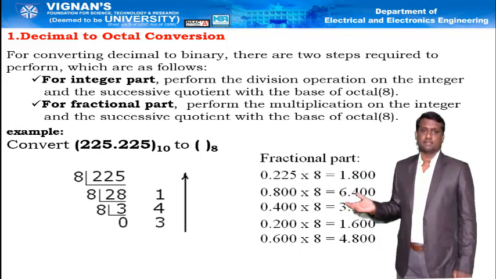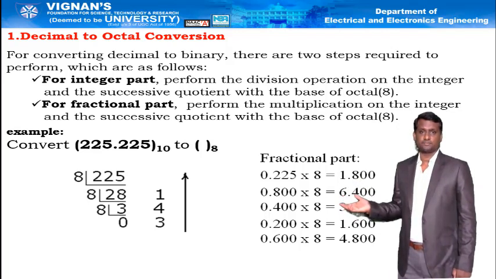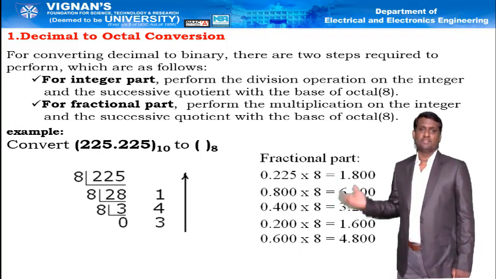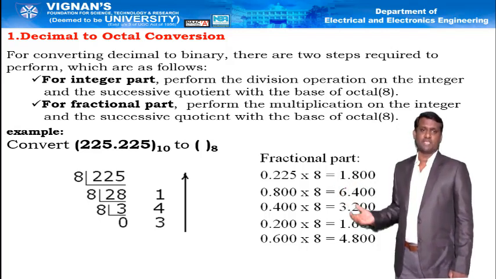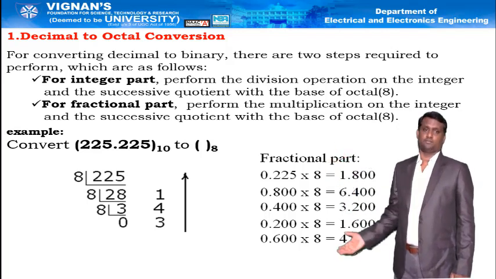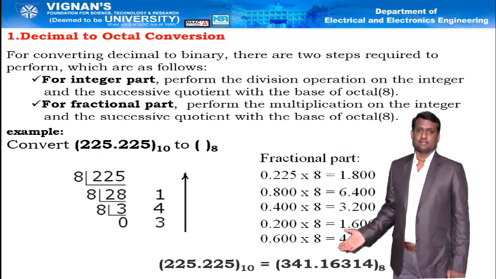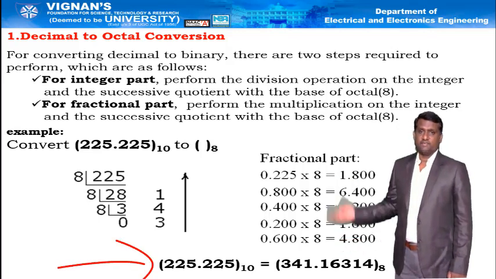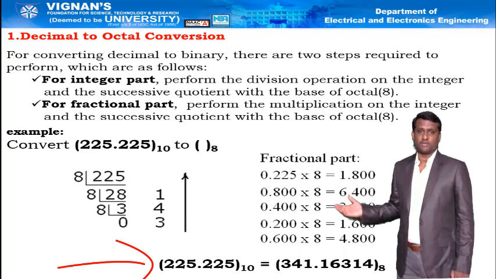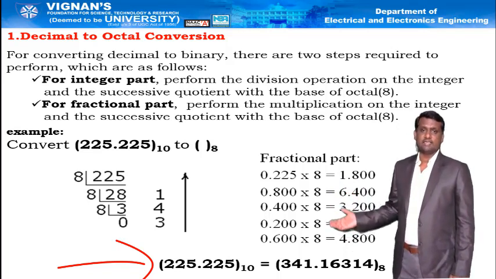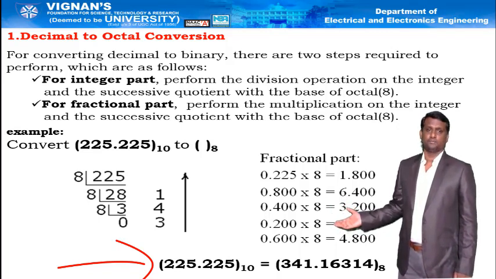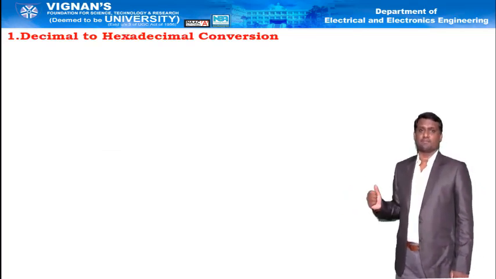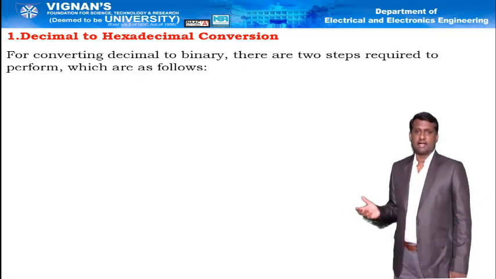Next one, for the fractional part, multiplication of the given fractional number with the base, and note down the integer values, taking those integer values from top to bottom, and the final result is: for a given decimal number of 225.225, the equivalent octal is 341.16314.